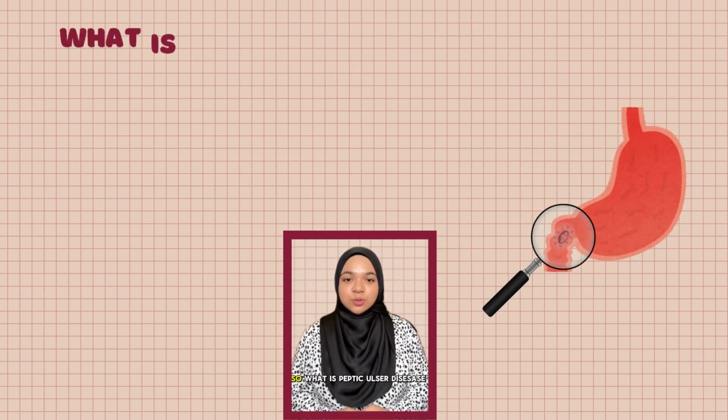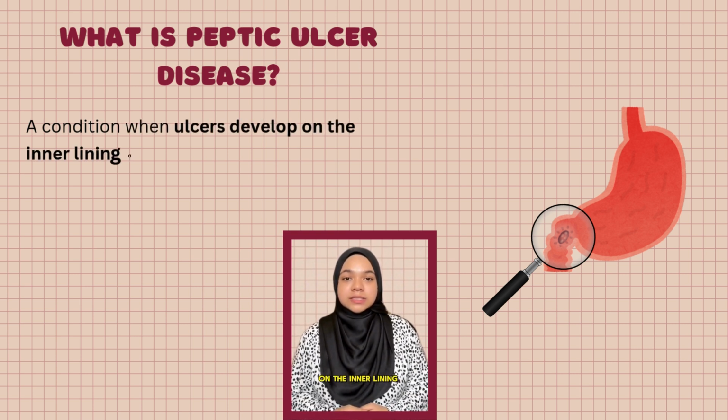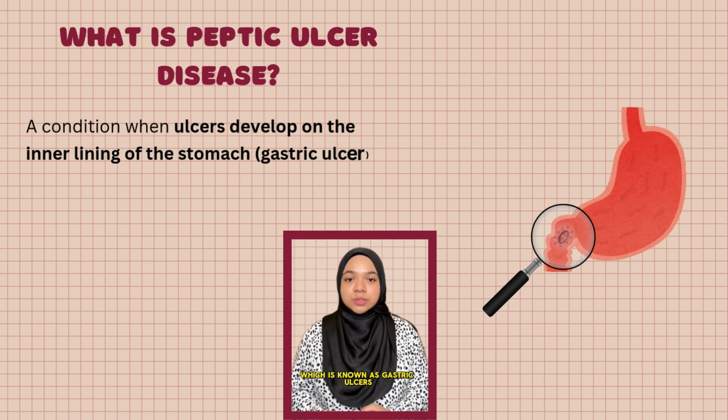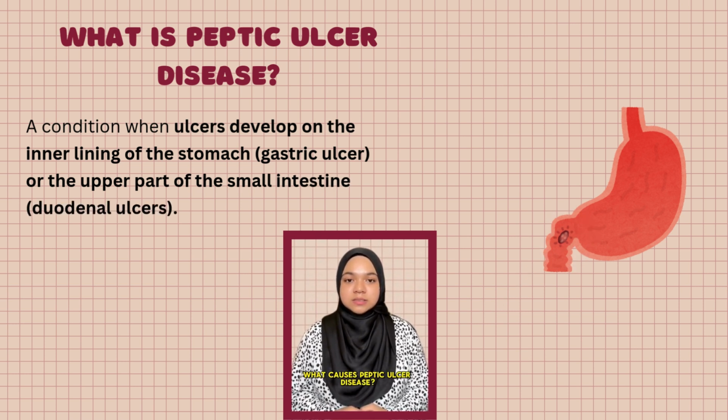Next, we move on to peptic ulcer disease. So, what is peptic ulcer disease? It is a condition when ulcers develop on the inner lining of the stomach, which are known as gastric ulcers, or the upper part of the small intestine, called duodenal ulcers.